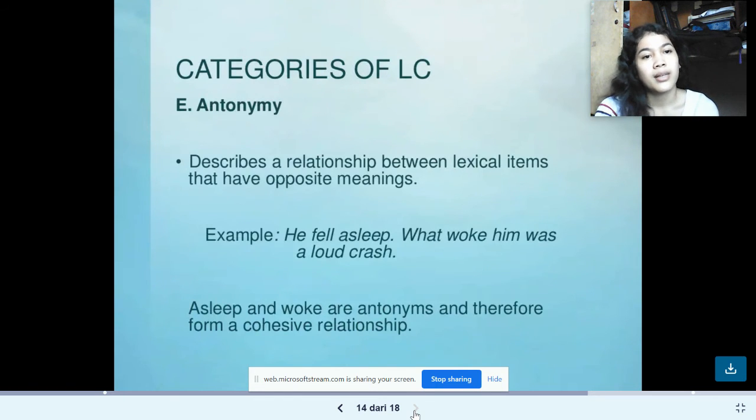And then the next, I have the antonym. Antonym describes a relationship between lexical items that have opposite meanings. The example is: he fell asleep. What woke him was a large cross. So the meaning of the example is that sleep and woke are antonyms there and therefore form a cohesive relationship.